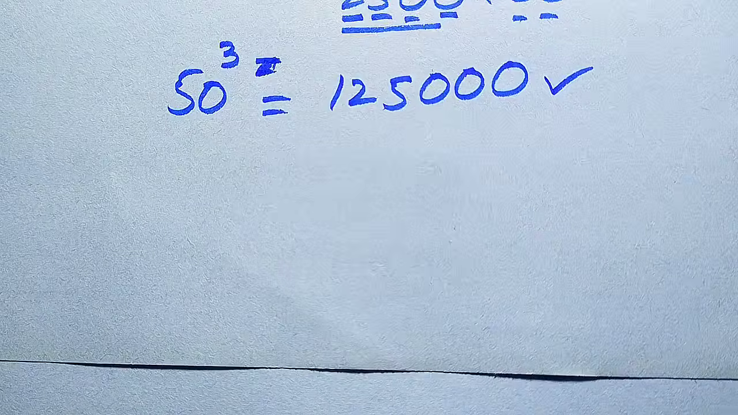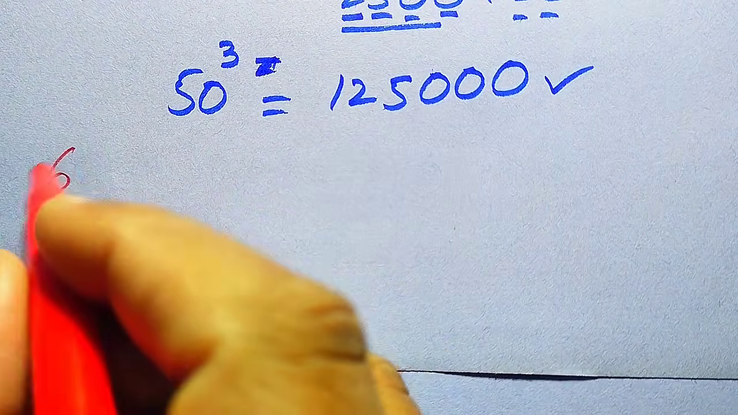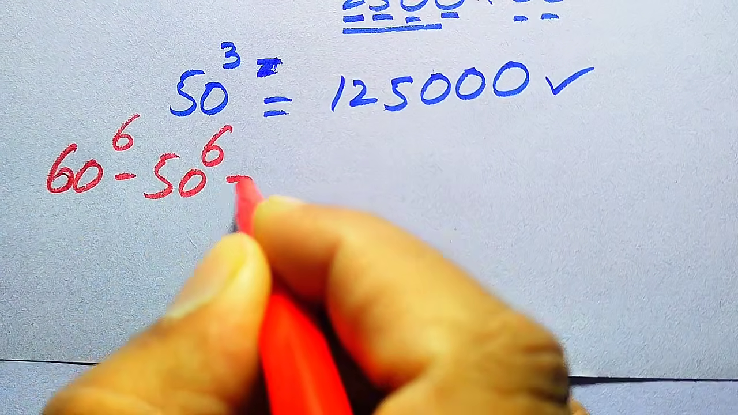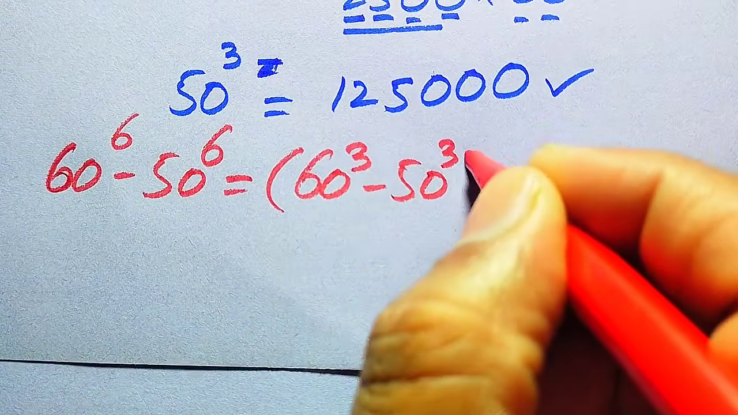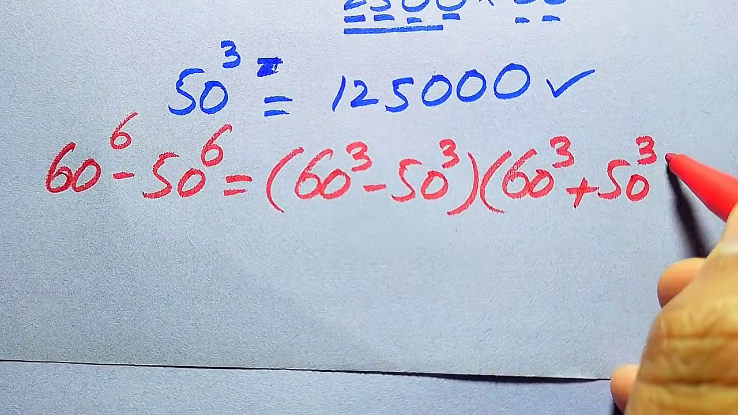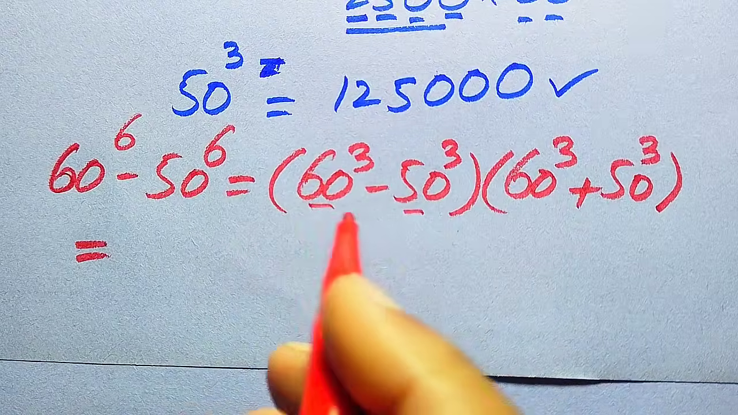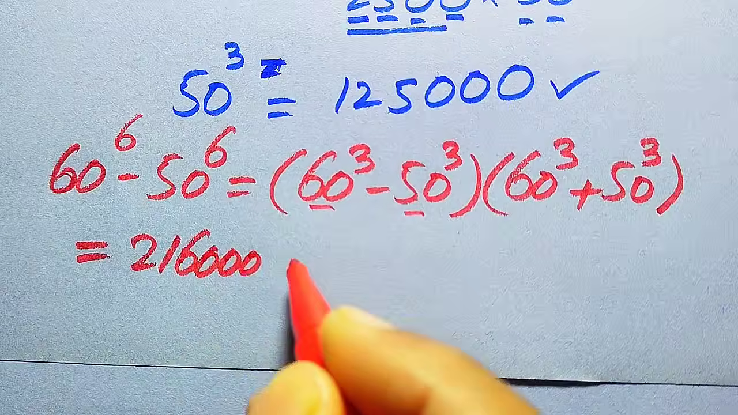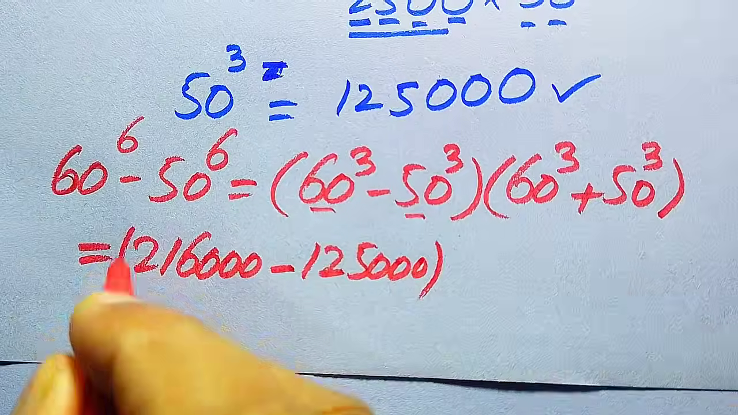Our above expression is copied down here, so it becomes 60 to the power of 6 minus 50 to the power of 6, which equals 60 cubed minus 50 cubed, multiplied by 60 cubed plus 50 cubed. And here we just substitute these two values. The value of 60 cubed is 216,000, minus the value of 50 cubed, which is 125,000.